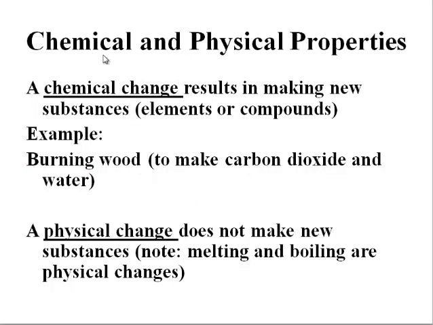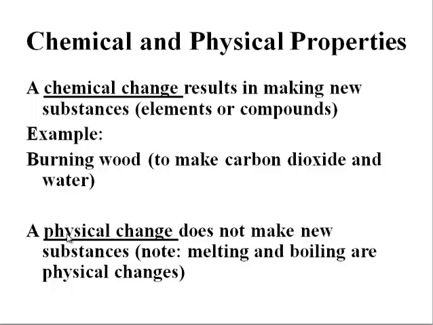We can conclude with a definition and discussion of chemical and physical properties of substances. A chemical change is any change that results in making new substances, and in this case we mean elements or compounds. For example, burning wood produces carbon dioxide and water. Combustion of hydrocarbons like wood produces carbon dioxide and water. This is an example of a chemical change. There are new substances, carbon dioxide and water. These were not there before.